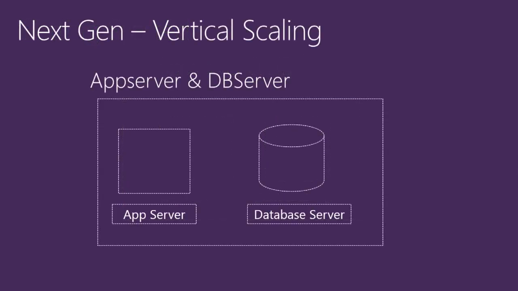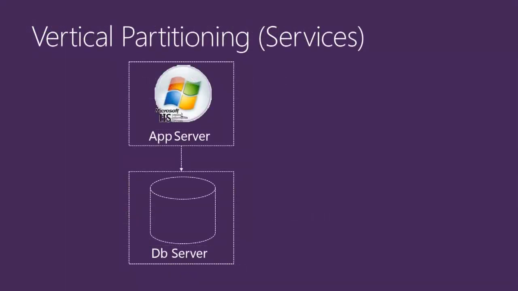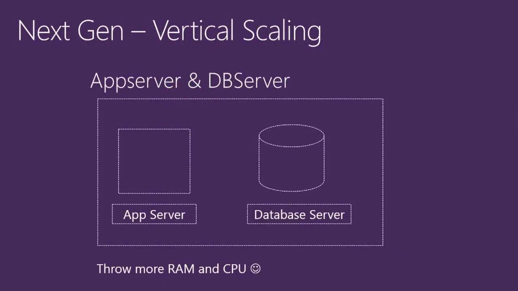We'll have to go and throw more RAM and CPU and try to make it bigger. This is the way we get around the problem. So if you go back, I had this app server, I had a database server, both of them were part of the same server, and when I had requests that I couldn't handle, what did I do? I threw more RAM and threw more CPU.